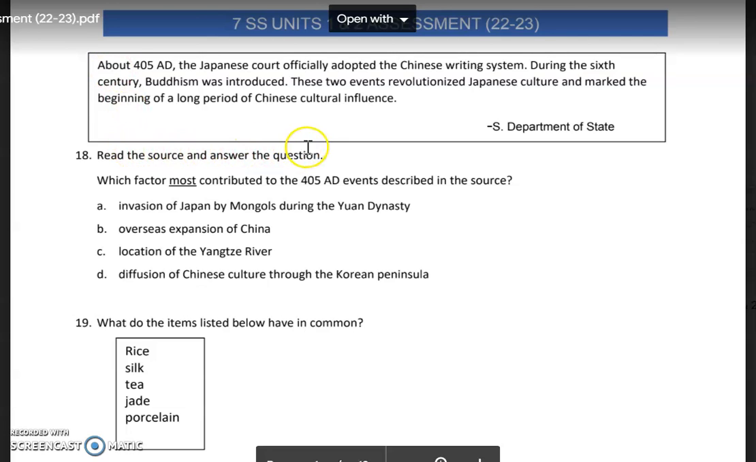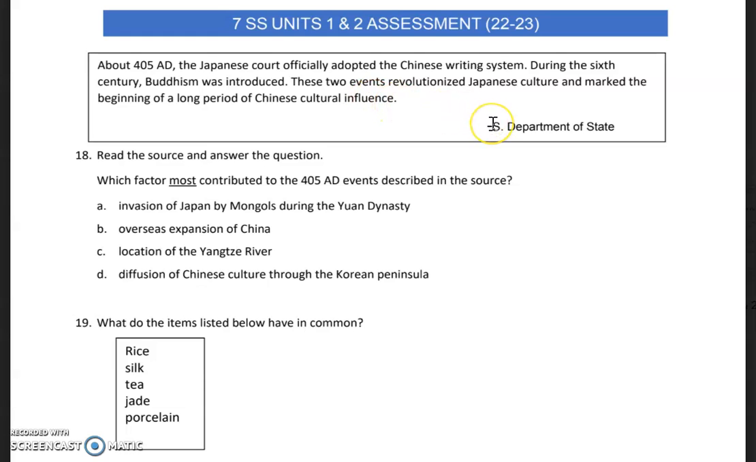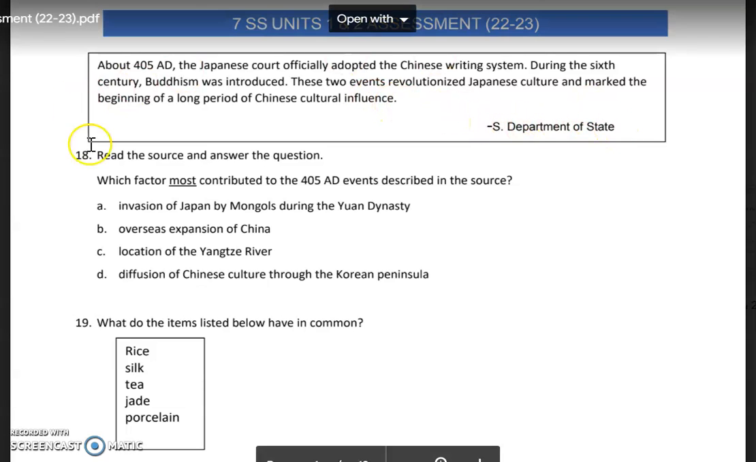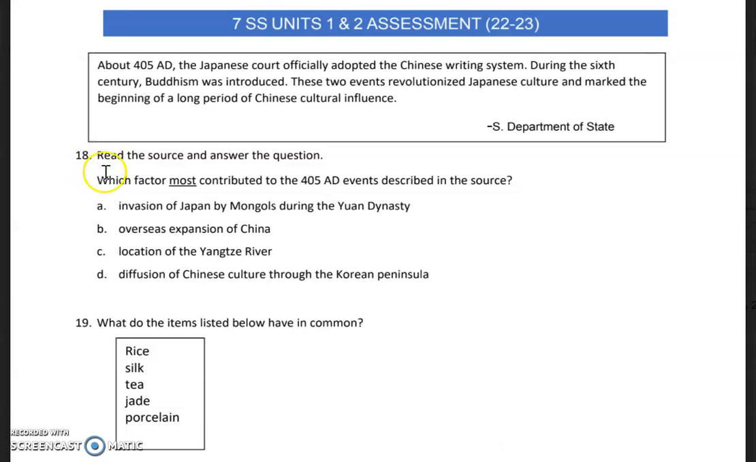Read the source and answer the question. About 400 AD, the Japanese court officially adopted the Chinese writing system. During the 6th century, Buddhism was introduced. These two events revolutionized Japanese culture and marked the beginning of a long period of Chinese cultural influence. U.S. Department of State. Number 18. Make sure you're on number 18 on your bubble sheet. Which factor most contributed to the 400 AD events described in the source?